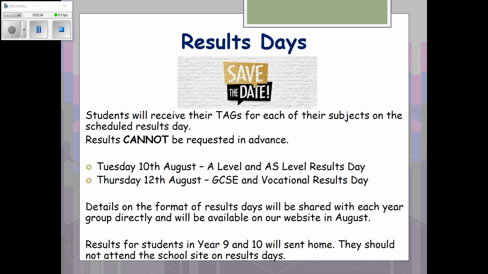Now, full details on the format of these results days will be shared with the year group directly and will be available on our website in August. Please note, though, that for students in Year 9 and Year 10 who are expecting results this summer, these will be sent home, and these students should not attend school site on these days.